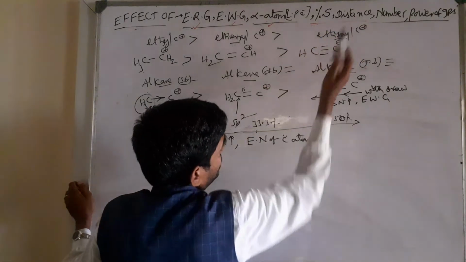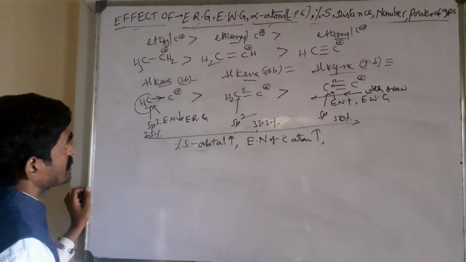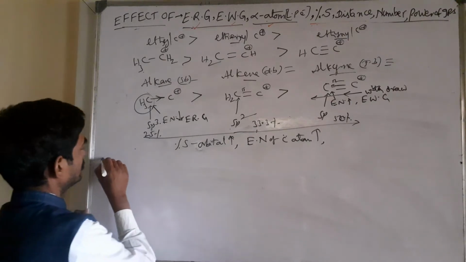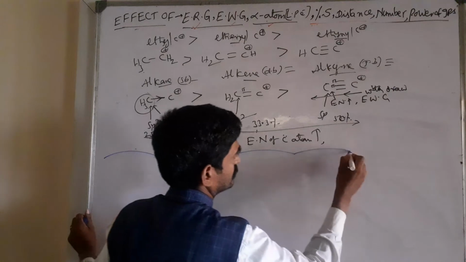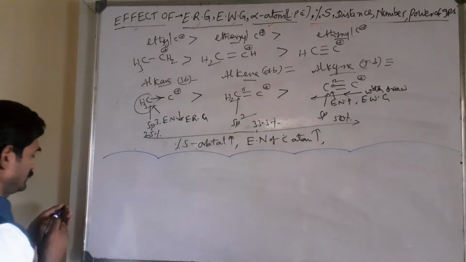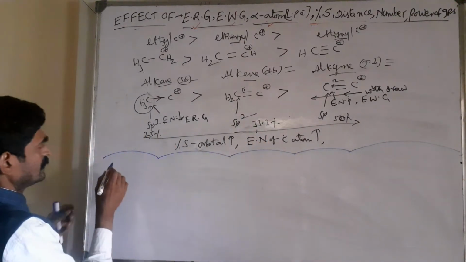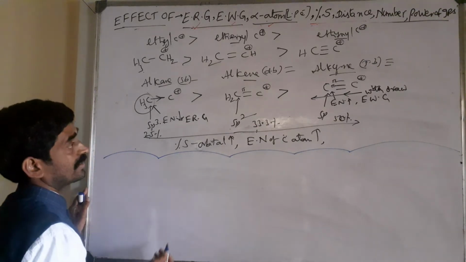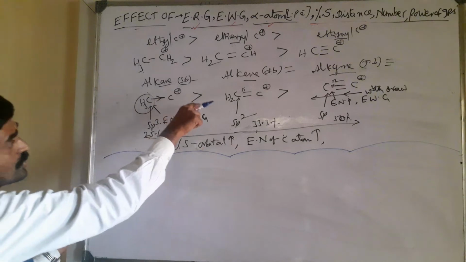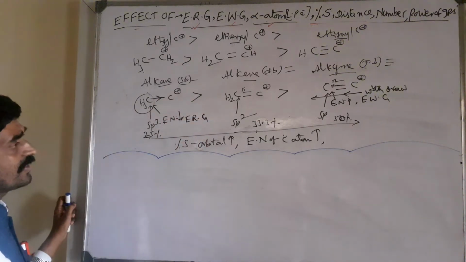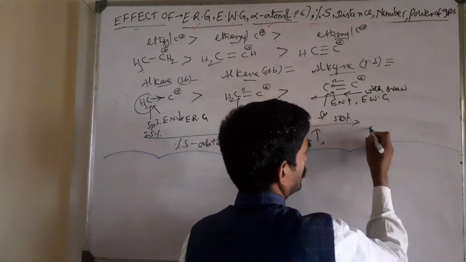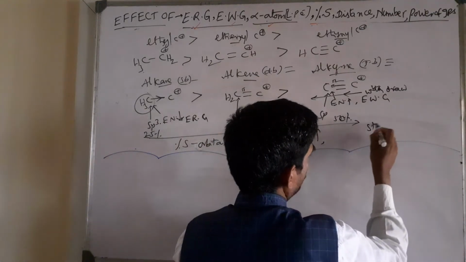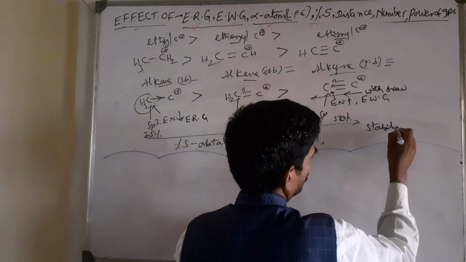The next concept is the distance of the groups. So the effect of the distance of the groups. With an example, you get the concept. Now, what conclusion will we get here? That is the stability of a carbocation. The trick I am giving to you is here.